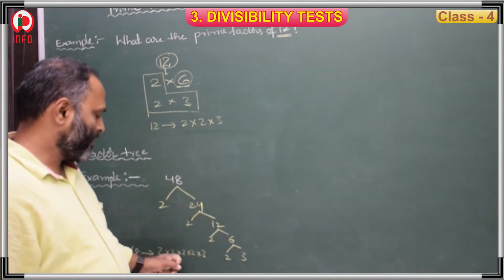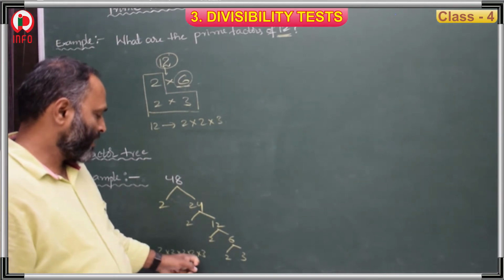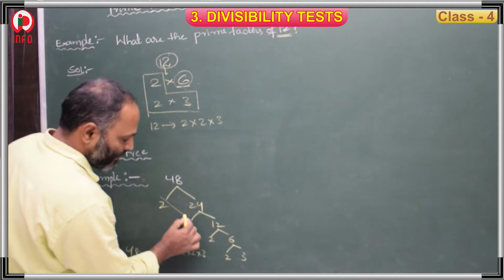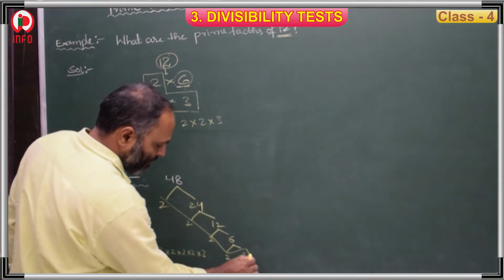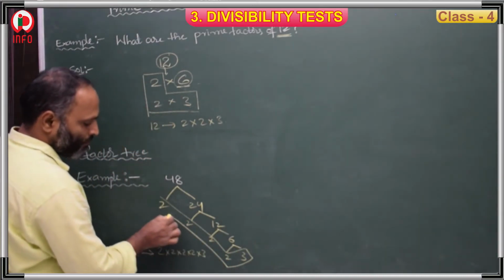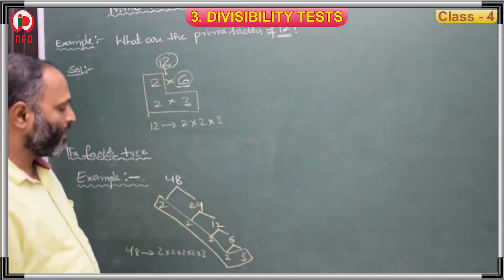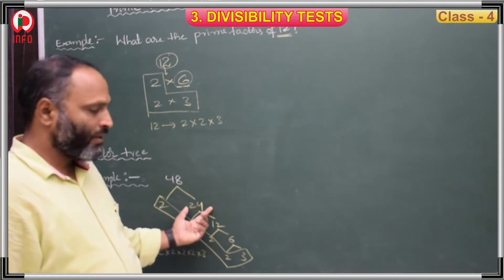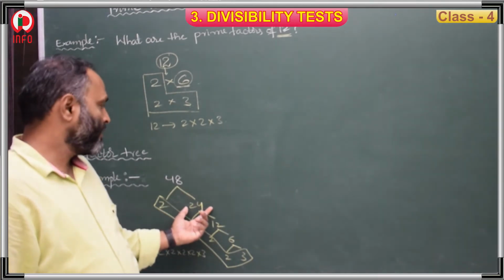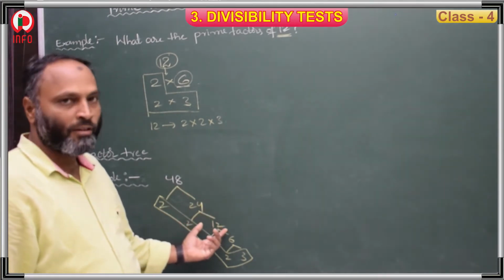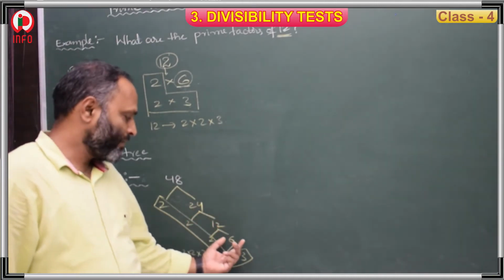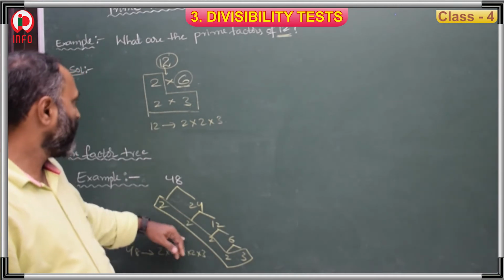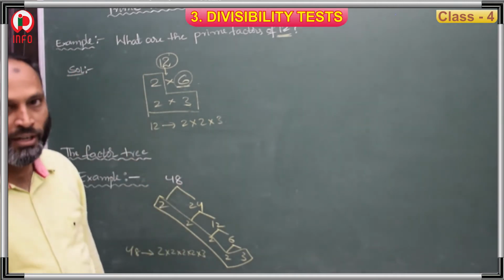2 twos are 4, 4 twos are 8, 8 twos are 16, 16 threes are 48. These numbers we have to take. This is the prime factorization method. These are not prime numbers, so wherever we are not getting prime numbers, again we have to divide into prime factors. In this way we have to find prime factors. This is the tree method, a common method to find prime factors.